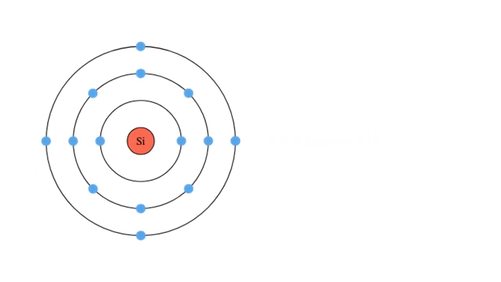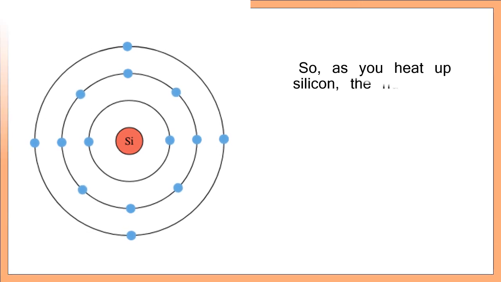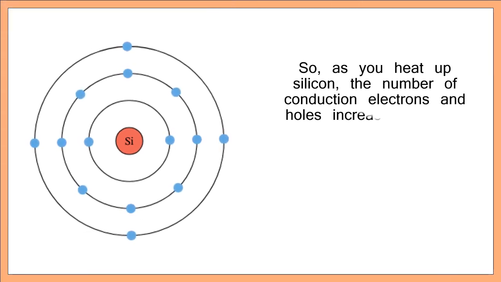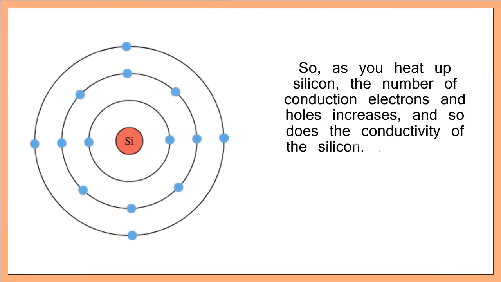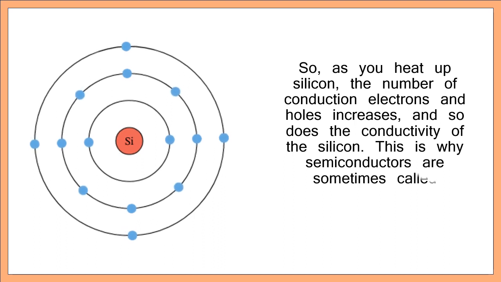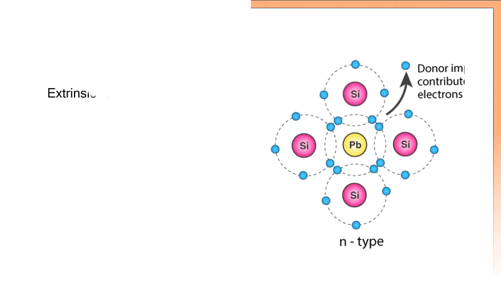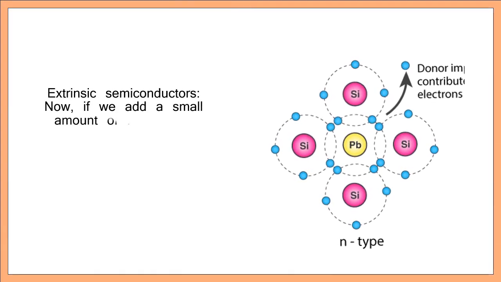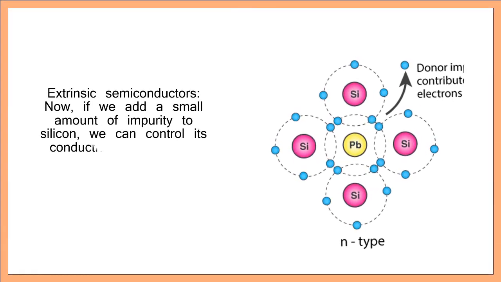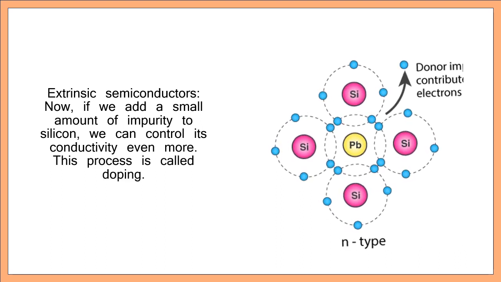So, as you heat up silicon, the number of conduction electrons and holes increases, and so does the conductivity of the silicon. This is why semiconductors are sometimes called temperature-dependent conductors. Extrinsic semiconductors. Now, if we add a small amount of impurity to silicon, we can control its conductivity even more. This process is called doping.